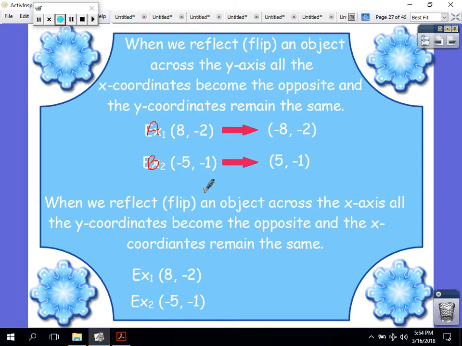All right, the next set says when we reflect an object across the x-axis, all the y coordinates become the opposite and the x coordinates remain the same. So again, this is example A and B on your paper, I do believe. All right, so let's check our answers for these. You were reflecting across the x, so the x value stays the same and the y is the one that changed, so the second value becomes its opposite. So in 8, negative 2, the 8 stays the same and the negative 2 became positive, so you should have got an answer of 8, 2 for the new location. And for negative 5, negative 1, that one becomes negative 5, positive 1.